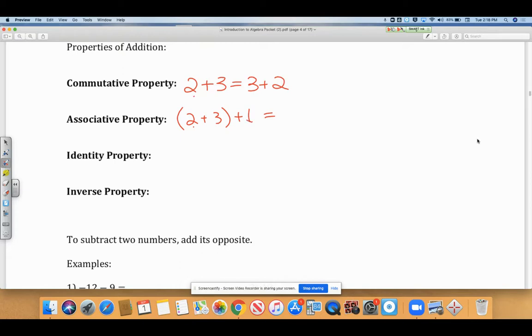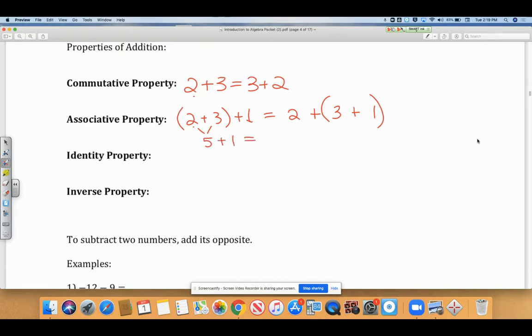But in the associative property, you change the grouping. So the 2 plus the 3 plus the 1 still is in the same order. We're just going to change the grouping, and we're going to group the 3 and the 1 now. If we were to solve this using the order of operations, on the left-hand side, we would do 2 plus 3, and we would get 5. Then we would add 1 to that and get 6.